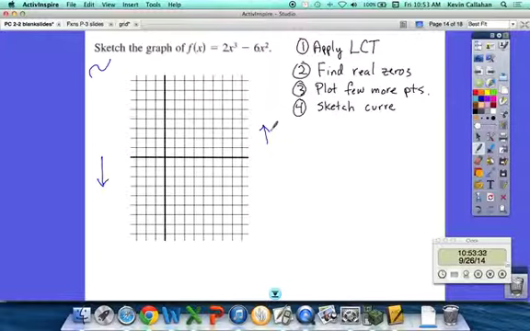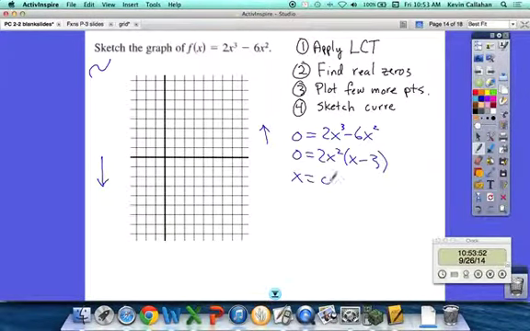Okay. Find the real zeros. 0 equals 2x to the third minus 6x squared. Factor. 0 equals 2x squared times x minus 3. x equals 0 and 3.